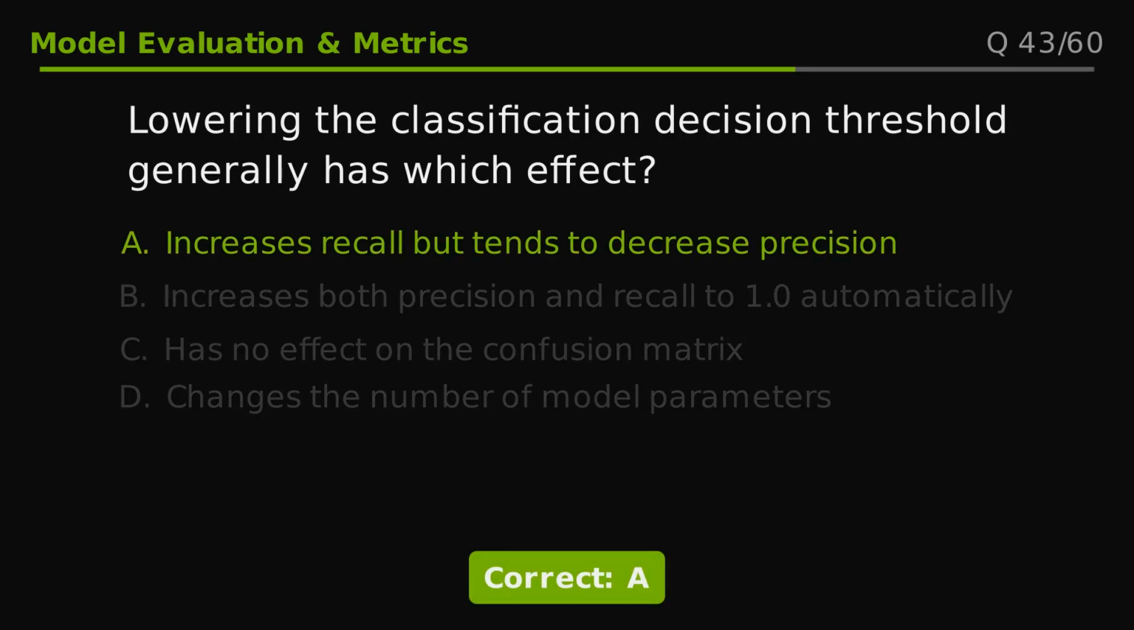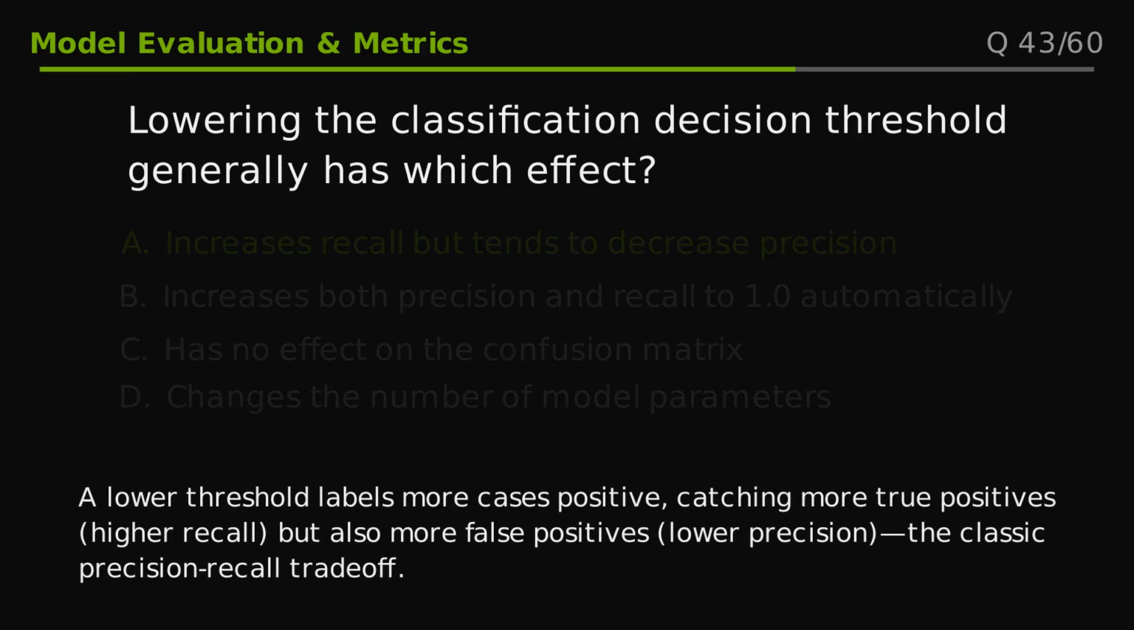The correct answer is A. A lower threshold labels more cases positive, catching more true positives, higher recall, but also more false positives, lower precision, the classic precision-recall trade-off.